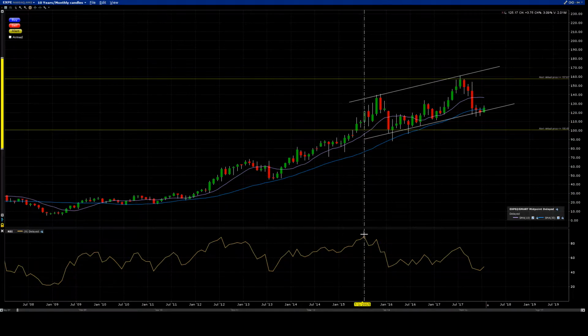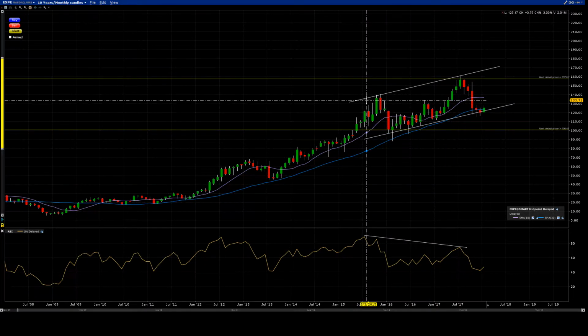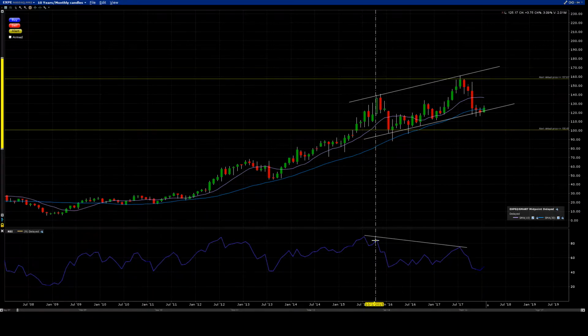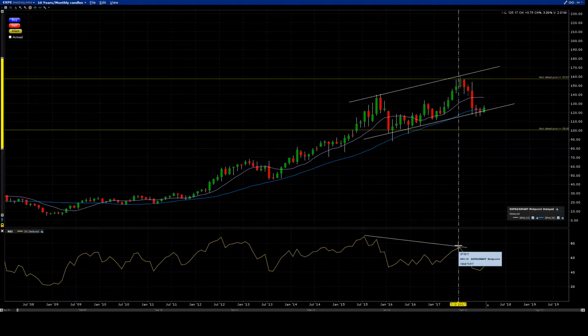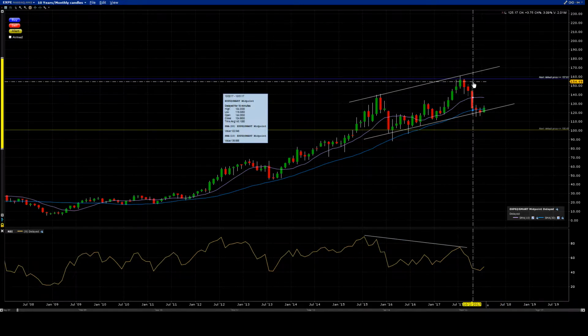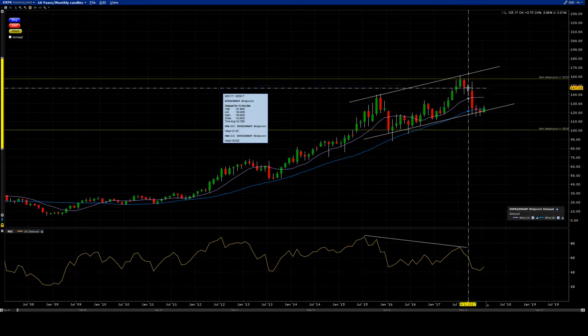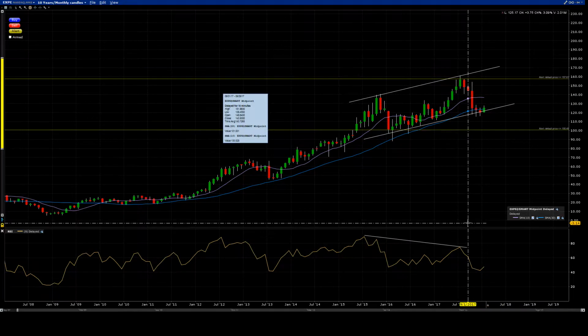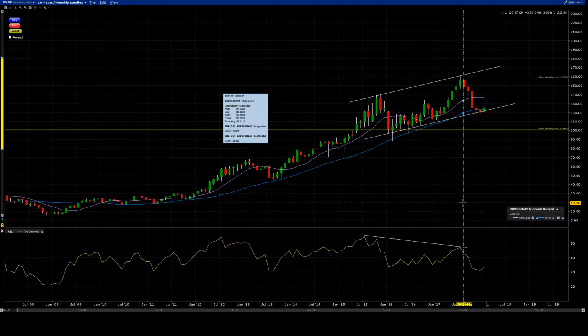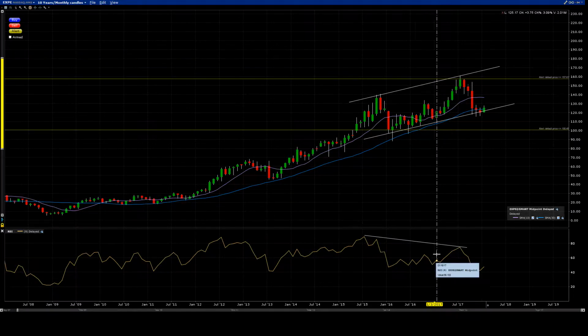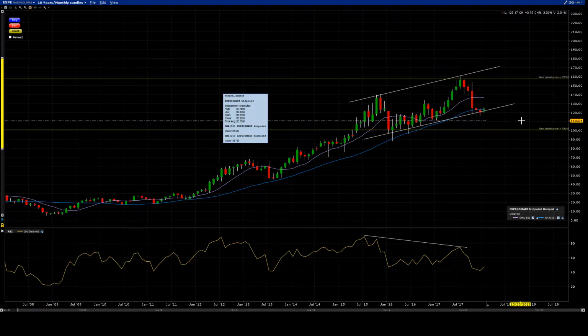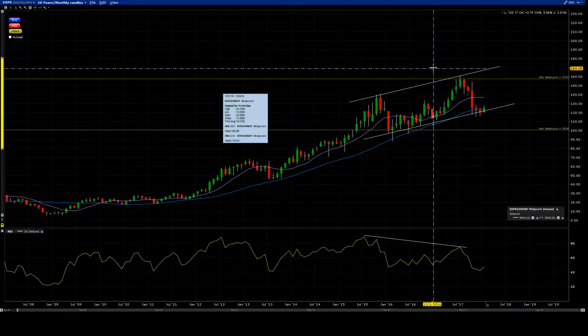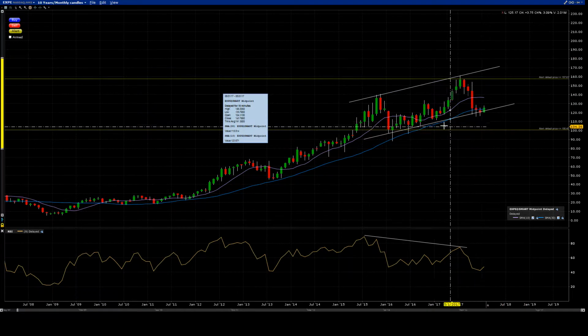Let's see if we have some divergence with the RSI. Price action goes up, peak to peak, while the RSI goes down. So we have some bearish divergence right here, explaining this move that dipped down a little bit through that pressure because of the bearish divergence. So right now, I don't think there's any play.